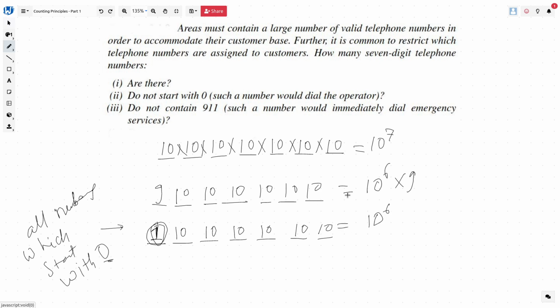If you subtract these two, 10 to the power 7 minus 10 to the power 6, you can take the common factor 10 to the power 6, and this will be 10 minus 1, which is 9 into 10 to the power 6. These are the possible numbers which do not start with 0. Now let's see the problem where the number does not contain 911, right?